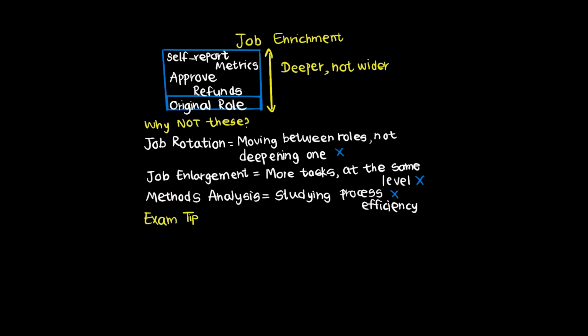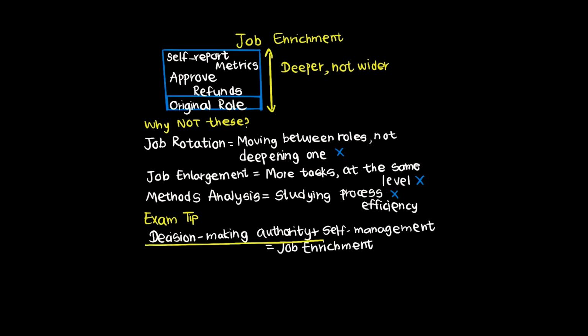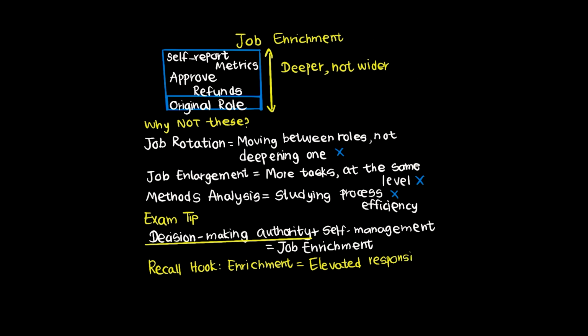Here's a WGU C215 OA exam tip for you. When the question mentions adding decision-making authority, self-management, or higher level responsibilities to a role, that is job enrichment. Quick recall hook: enrichment equals elevated responsibility.